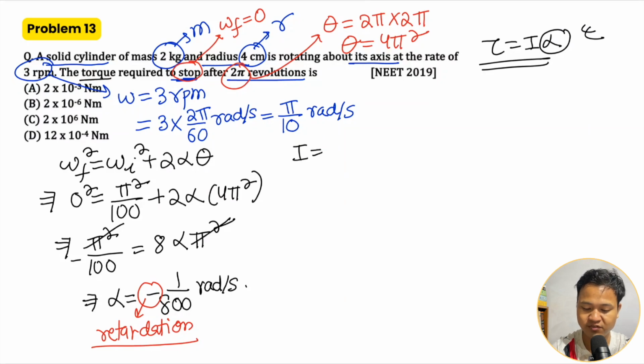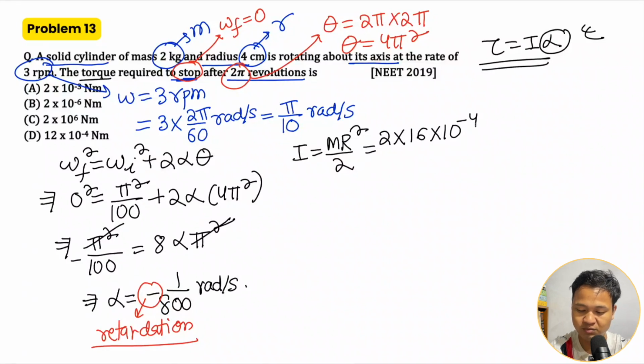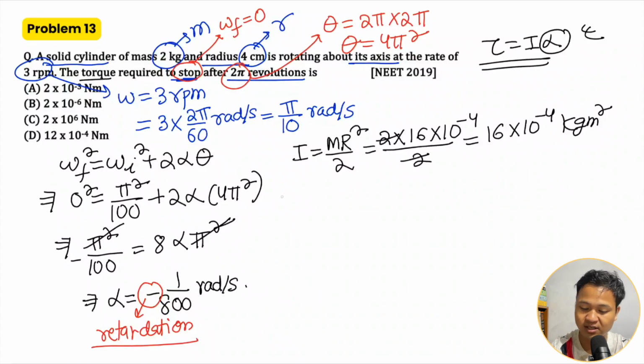So what is the moment of inertia of the solid cylinder about its own axis? It is mr square divided by 2. Mass is 2, radius 4 centimeter, so that means 16 into 10 power minus 4 in meter square, divided by 2. The 2 gets cancelled out, so I have 16 into 10 power minus 4 kg meter square.